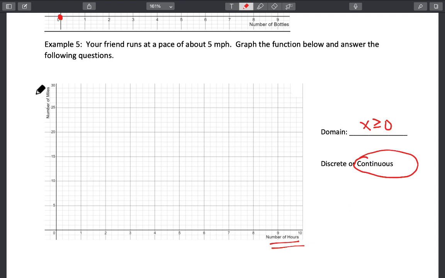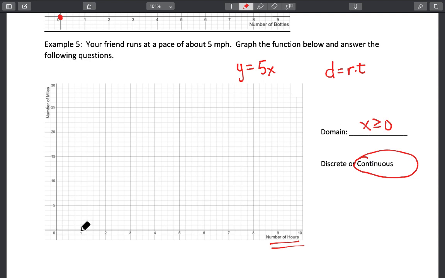If we take a look at our y-axis, we got our number of miles. So we're going to say y is equal to 5 times x. Remember, this is just our handy little formula, distance equals rate times time. All right, so let's plot a few different points here.